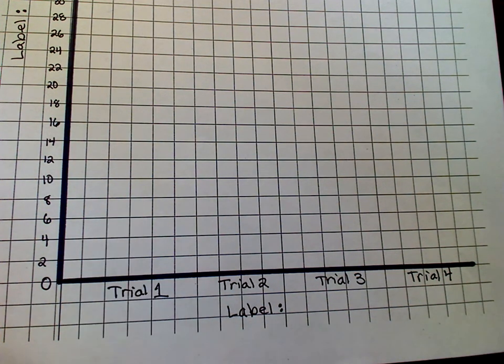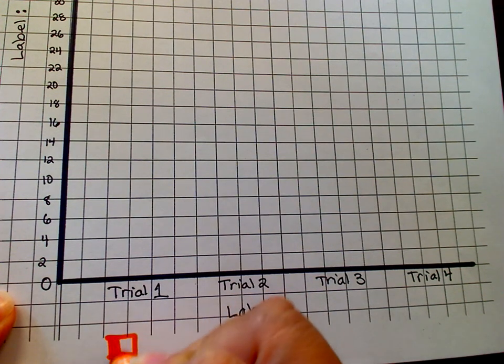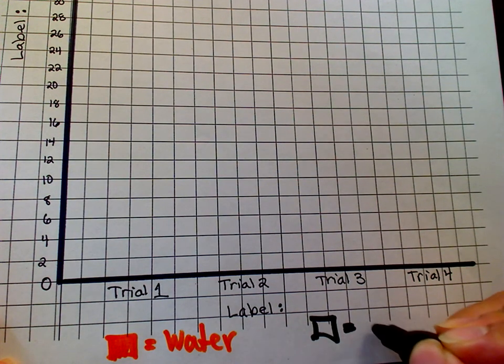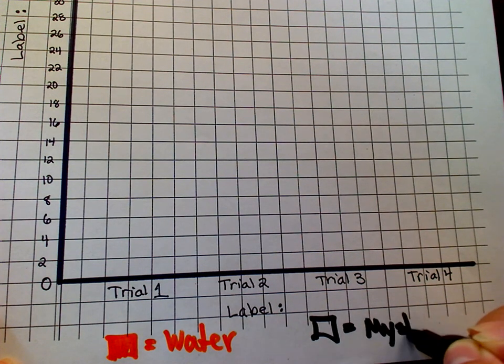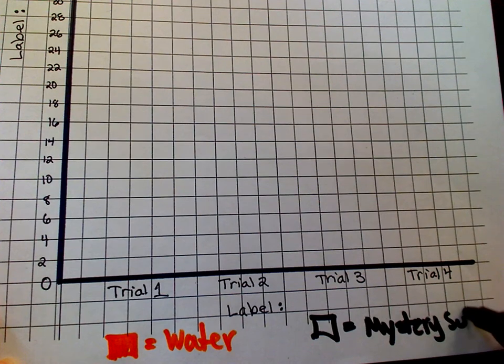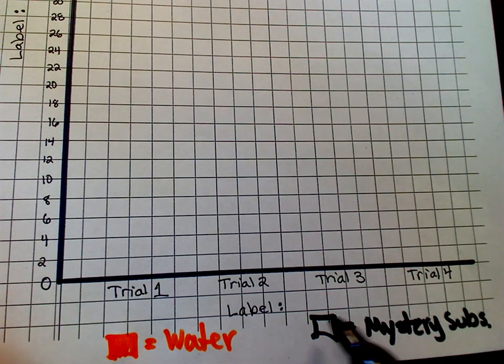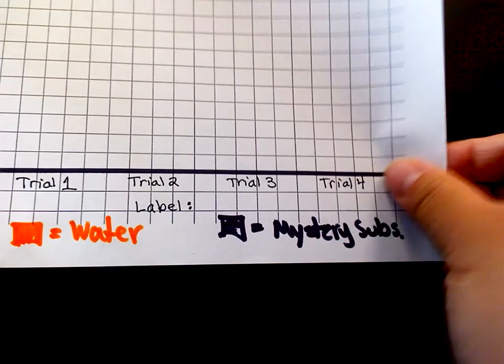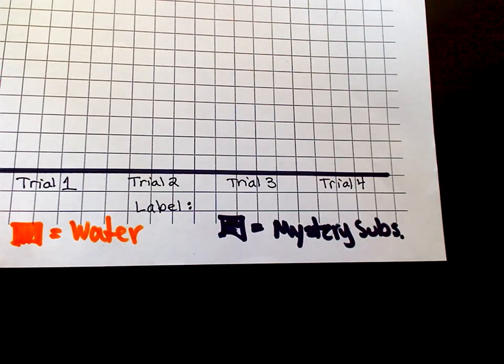So when I go and color in my box, let's say I'm going to use 2 different colors, orange and black. I'm going to designate my orange to represent the water, and my black to represent the mystery substance. That is my key. That way when somebody looks at my table or my graph, I know what each of the bars represents.